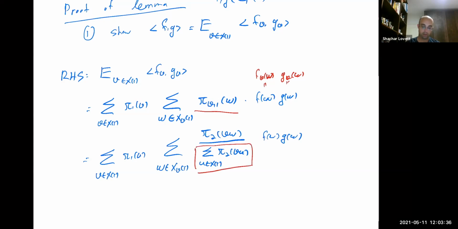Now let's look at the bottom expression here. What is this? We're looking at pi2 of all the two faces that contain V. Well, this just equals pi2 of the link of V. By definition, this is just the denominator, the sum of all probabilities of all two faces that contain V. And by the claim we just saw, this is just going to be, up to a scaling factor, which is going to be 2, just pi1 of V.